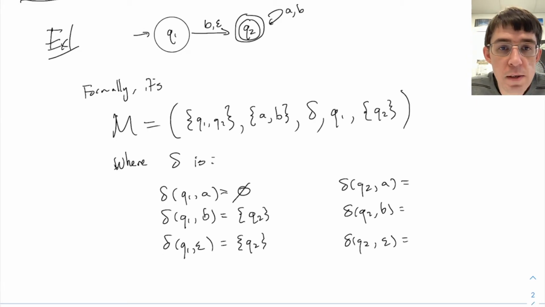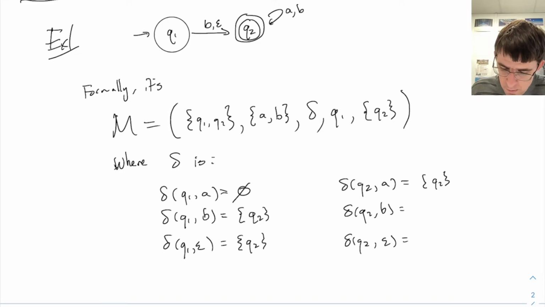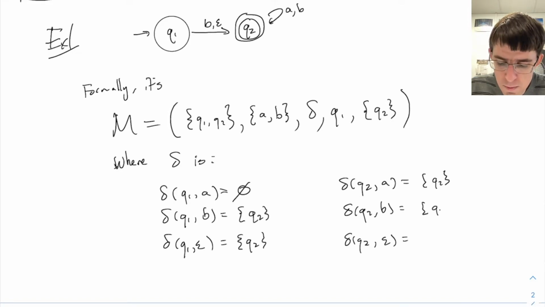Okay, and then the other ones, the delta of Q2. Starting from Q2, delta of Q2 and A, I look at Q2. I can do an A, I go back to Q2, and that's the only way you can do an A there. So this is the set Q2 again. Delta of Q2 B is similar. If you're in Q2 and you do a B, the only place you can get to is still Q2. So this is, again, the set Q2. And delta of Q2 epsilon. There is no epsilon transition from Q2. There's no arrow with an epsilon, and so that is the empty set.